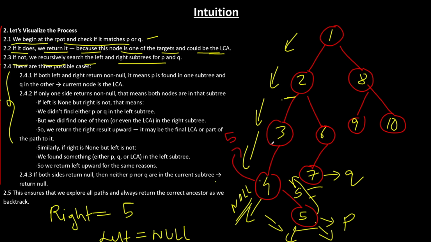Now 3 has 5 from the left hand side and from the right hand side it is null, right? So since the right hand side is null and the left hand side is 5, it returns 5 back. Now we are in 2, and 3 returned 5 from the left hand side. Since the right side of 2 is not traversed, now you will traverse towards the right side. You came here, you saw we have 7.